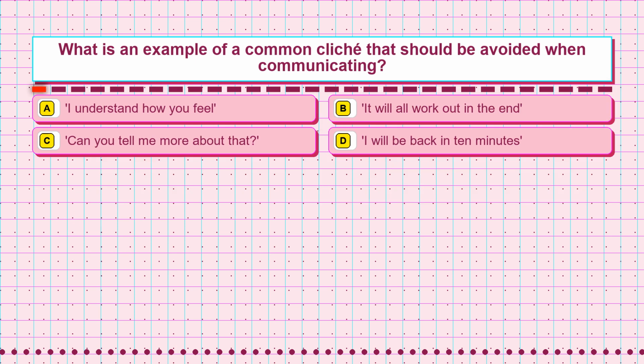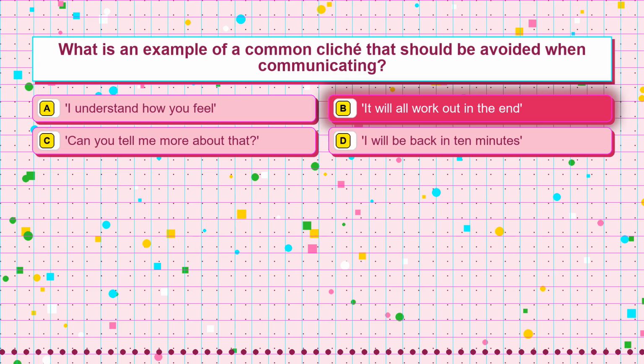Question 31. What is an example of a common cliché that should be avoided when communicating? Option A, I understand how you feel. Option B, it will all work out in the end. Option C, can you tell me more about that? Option D, I will be back in 10 minutes.